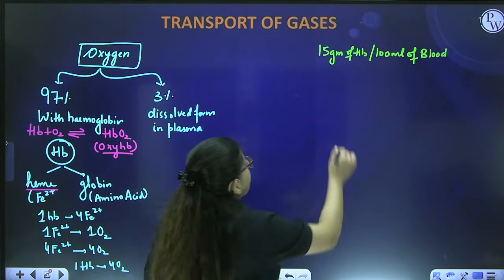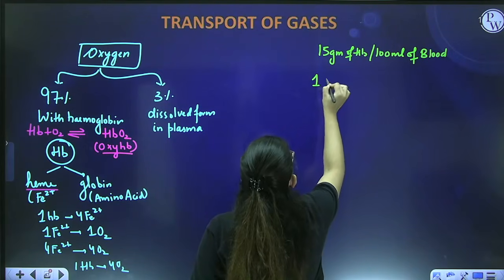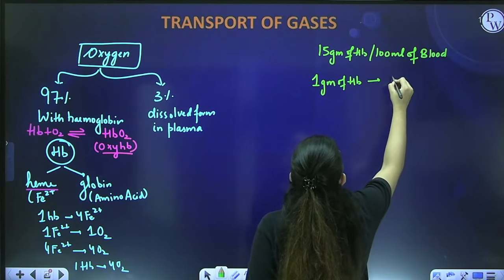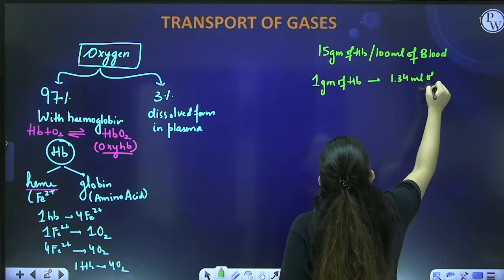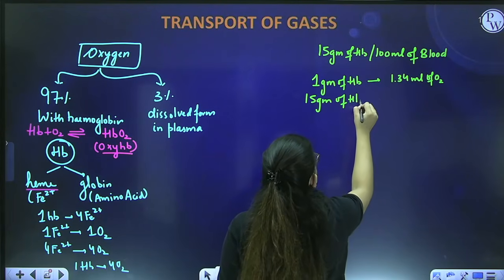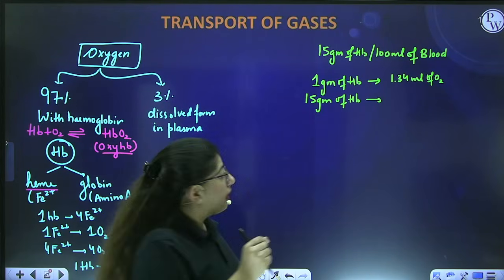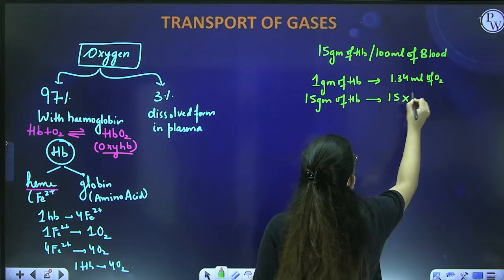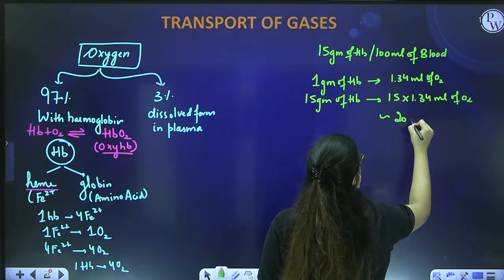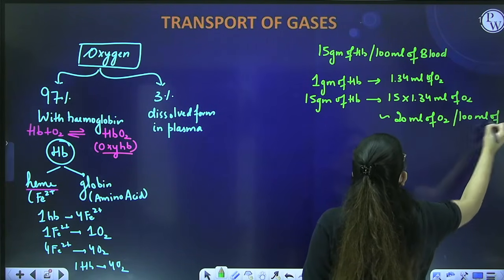Okay. Now, if 15 gram of hemoglobin is present in 100 ml of blood, and 1 gram of hemoglobin can carry around 1.34 ml of oxygen, then how much oxygen will 15 gram of hemoglobin carry? It will carry 15 into 1.34 ml of oxygen, which is approximately 20 ml of oxygen per how much blood? 100 ml of oxygenated blood.